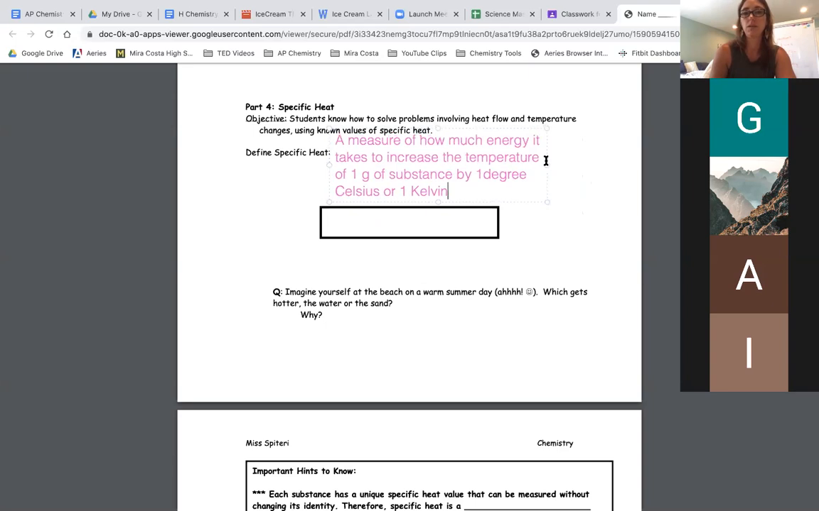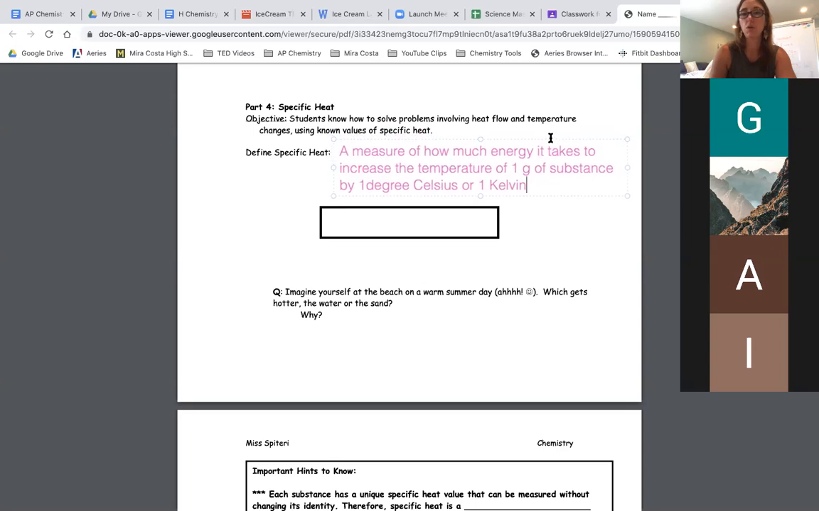Yep. Specific heat is a measure of how much energy it takes to increase the temperature of 1 gram of a substance by 1 degree Celsius or 1 Kelvin. I'll get to that explanation further in just a moment.